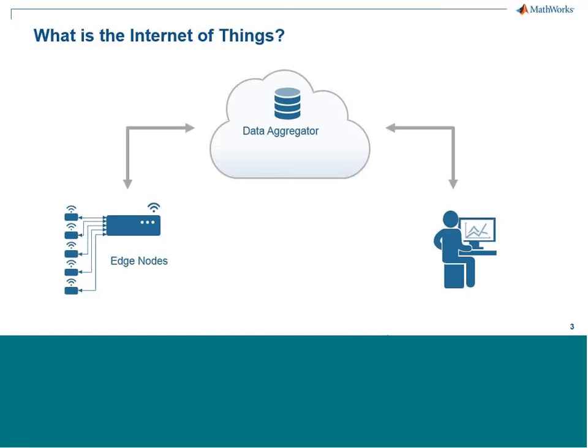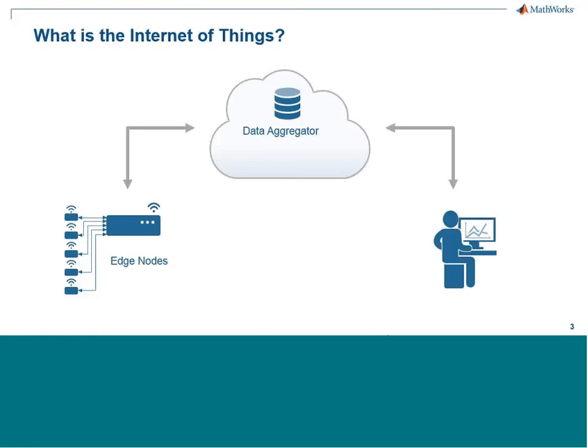Okay, what is the Internet of Things? It's a very popular term these days. The Internet of Things describes an emerging trend where a large number of embedded devices, the things, are connected to the Internet. These connected devices communicate with people and other things and often provide sensor data to cloud storage and cloud computing resources where the data is processed and analyzed to gain important insights.